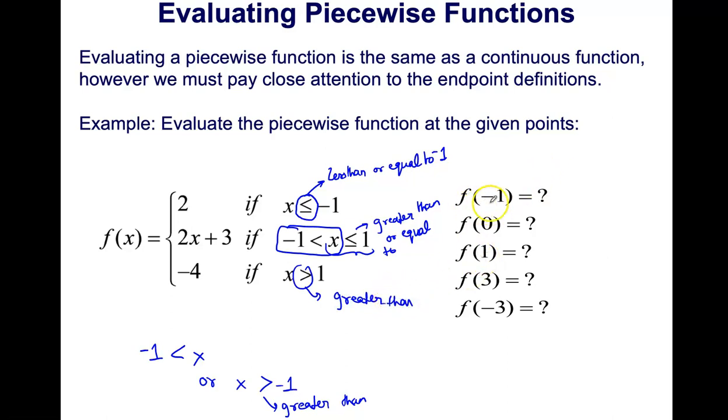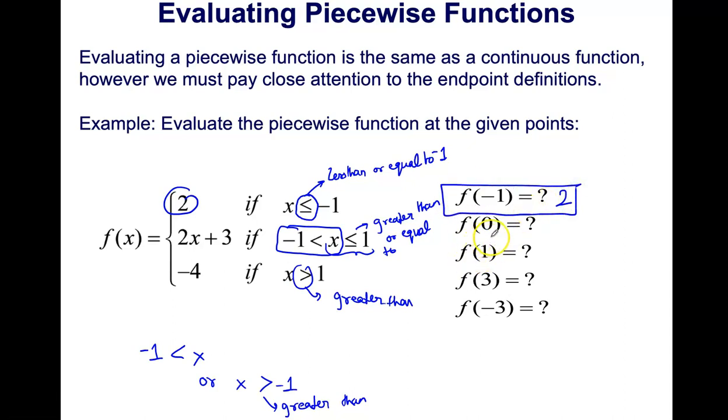Now this says f of -1. This means the value of x is -1. So which one says the value of x is -1? In this case it says x is less than or equal to -1. So at this point, what is the value of y? The value of f of -1 is your 2 over here. So the answer for this question is 2. Let's go to the next one.